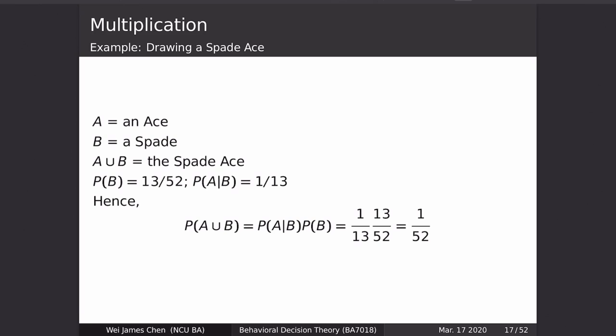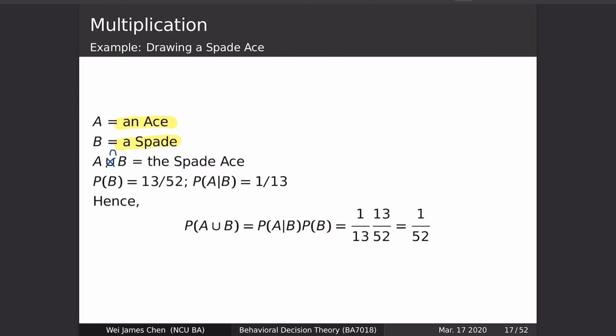Suppose we want to calculate the probability of you drawing a spade ace. The event A is an ace, the event B is a spade. This is actually a typo. This is not union, but intersection. Okay, so A intersect with B, that's the spade ace.